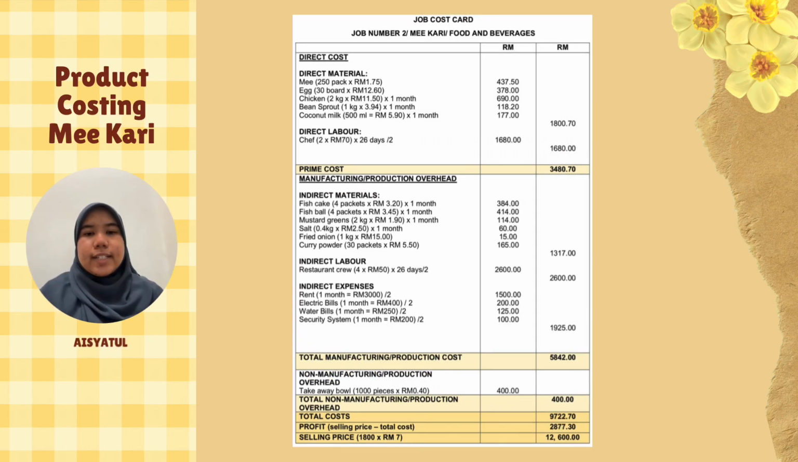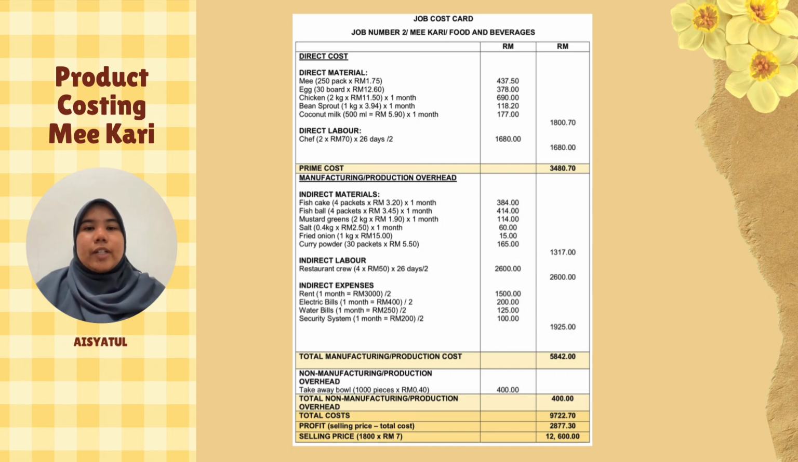For Mi Kari, this is the job cost card that we prepared. First, we have direct costs, which include direct material and direct labor. In direct material, the total that we calculated is 1,800 ringgit and 70 cents. For direct labor, the business hired 2 chefs and their total wage is 1,680 ringgit. We obtained the prime cost, which is 3,480 ringgit and 70 cents, by adding the total of direct material and direct labor.